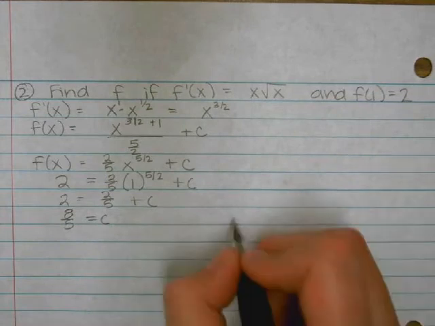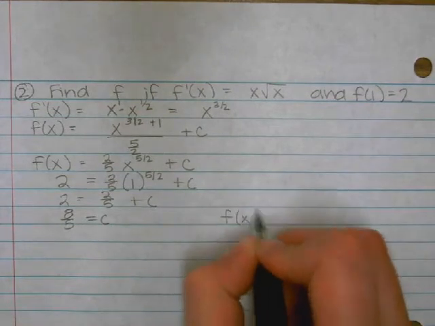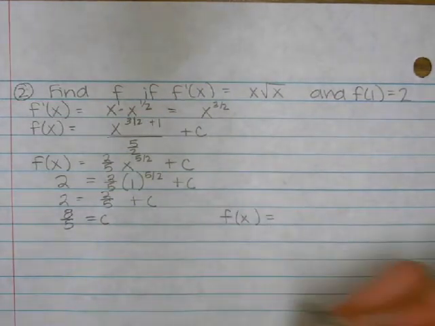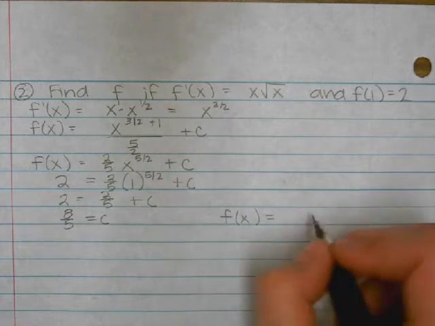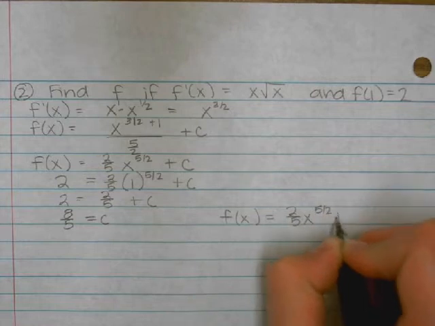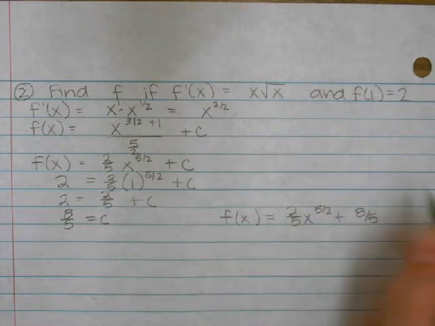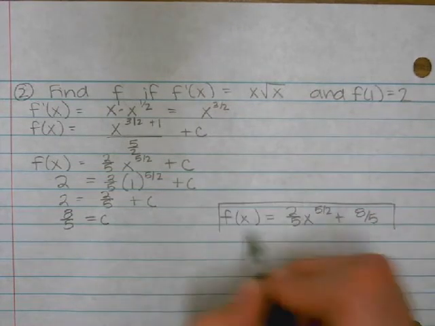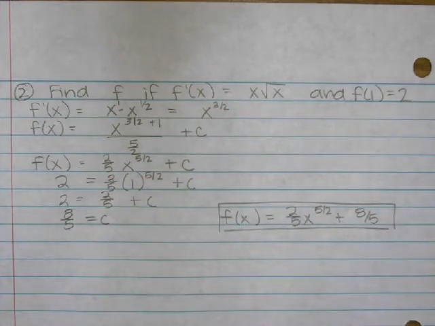And so that means that in this case, I'm not going to have an arbitrary c for my function. I know what the actual c value is. So that gives me 2/5 x to the 5/2 plus 8/5, and that is my function. And again, I was only able to write the equation that specifically because they gave us a point to plug in.